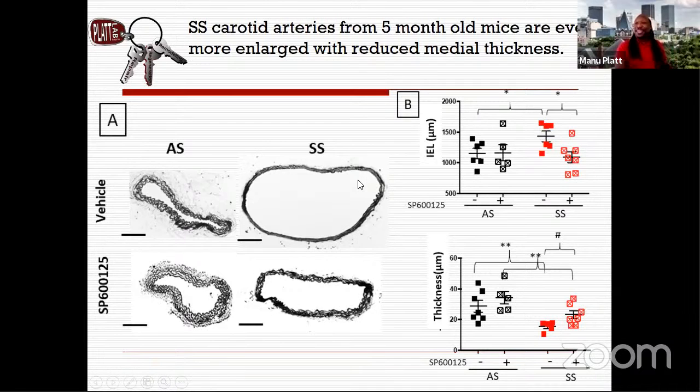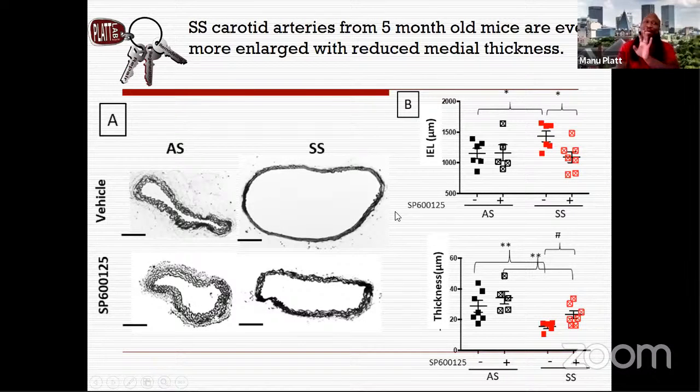But we didn't expect to see these vessels look like this at 5 months. I mean, in the vehicle treated, this vessel takes on a whole new shape. It has fins, right? So this intimomedial has now thinned in the SS animals, and you can see the diameter, or I'm sorry, the perimeter of the artery is much larger. But those mice with sickle cell that we treated with the JNK inhibitor, starting at 3 months, we were able to prevent that remodeling, or mitigate, I won't say prevent, mitigate that outward remodeling that we were seeing in these animals.